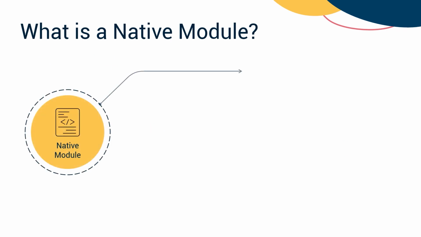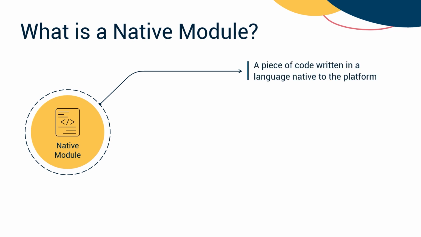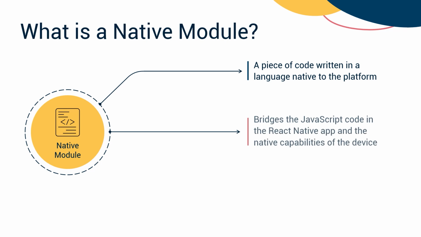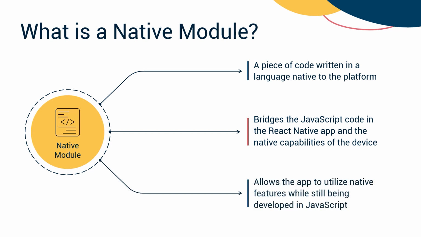A native module is code written in a language native to the platform, for example, Java or Kotlin for Android, and Objective-C or Swift for iOS. These modules bridge the JavaScript code in your React Native app and the native capabilities of the device. Your JavaScript code does not need to manage platform-specific complexities. It calls the built-in functions provided by the native module. This bridging process allows your app to utilize powerful native features while still being primarily developed in JavaScript, ensuring that your app can perform tasks that would not be possible with JavaScript alone.